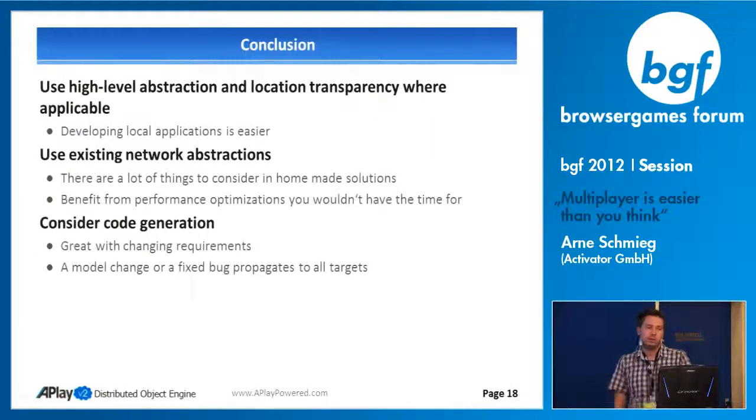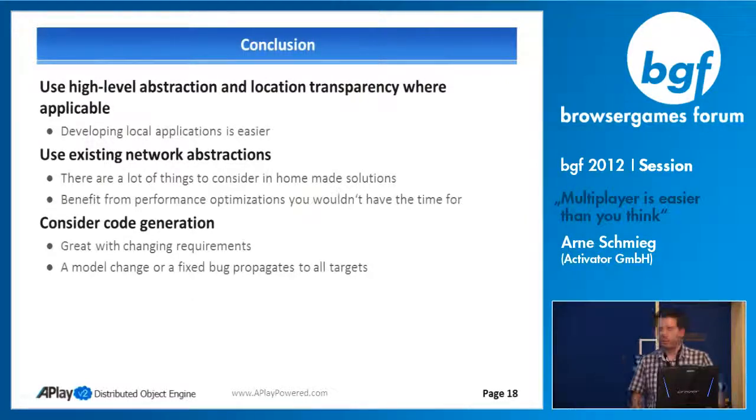Now I come to the conclusion. Basically, we think that it's important that you use high abstraction over basically the whole multi-platform thing and about the low level and everything. And it's just easier to develop a local application than a distributed application. And if you use distributed objects, it really makes it easier to develop something like this.